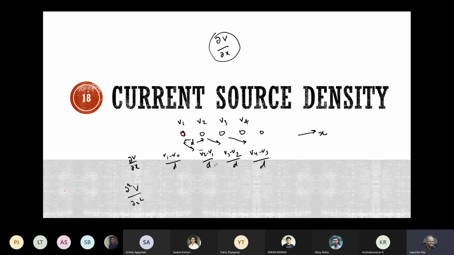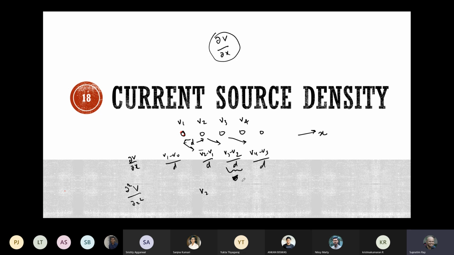Whereas the same principle now applied to these things instead of V1, V2, V3. Right? No magic here. So the double derivative is just the single derivative of this. So at this point, it's just going to be V2. Sorry. So earlier you were doing V2 minus V1 by D. Now think of this as some V prime here.